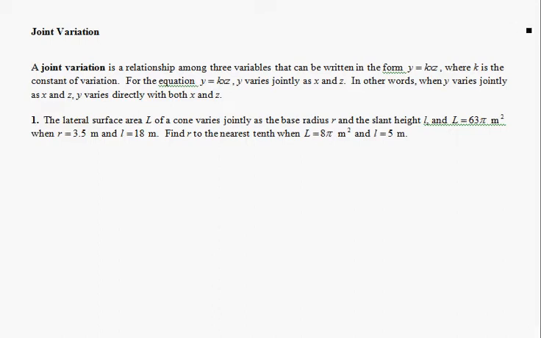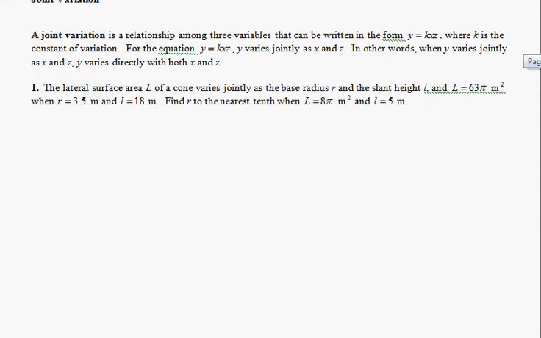Joint variation. A joint variation is a relationship among three variables that can be written in the form y equals k times x times z, where k is the constant of variation. For the equation y equals kxz, y varies jointly as x and z. In other words, when y varies jointly as x and z, y varies directly with both x and z. Now, let's take a look at this first problem.